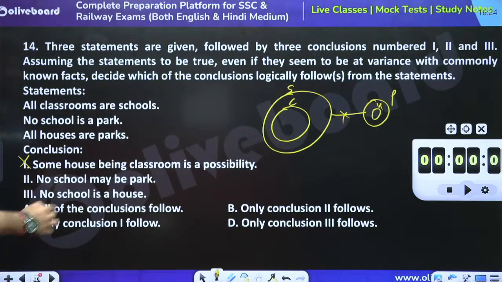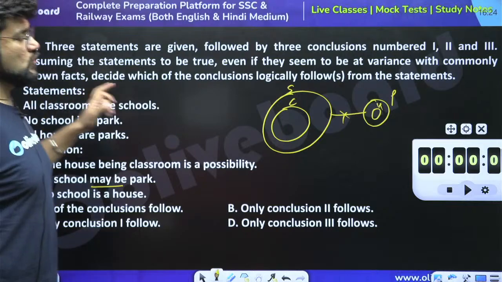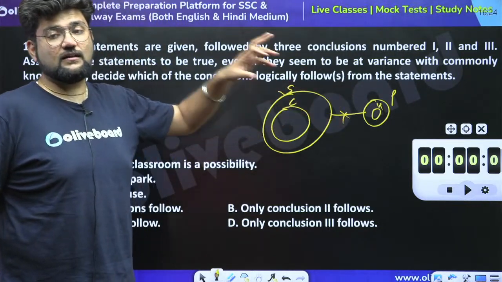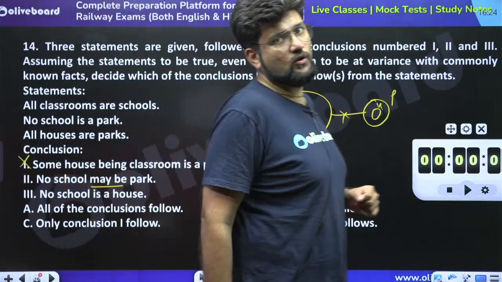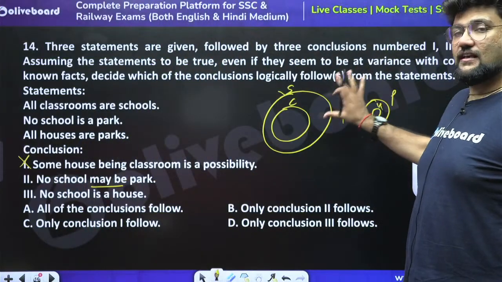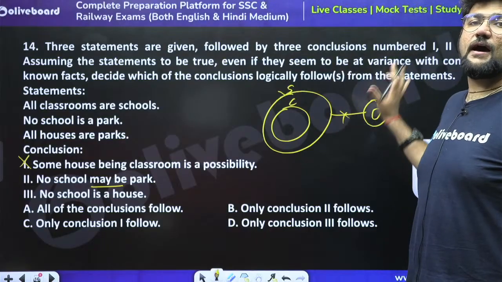No school may be park. This is where everybody lacks. This is where people make mistake. No school may be park. School and park are restricted to each other. That is, there is a negative relation between them. So no elements of school will be a part of park. So under definite case, this is going to be true. No schools are park is true.